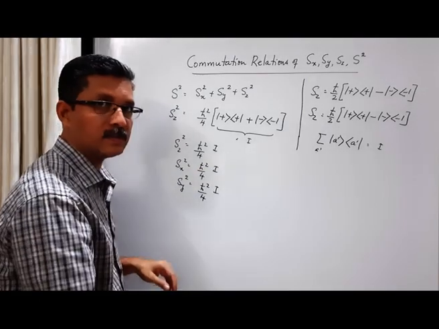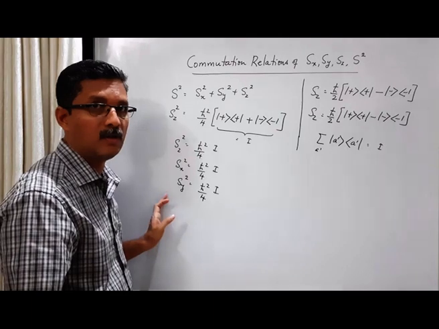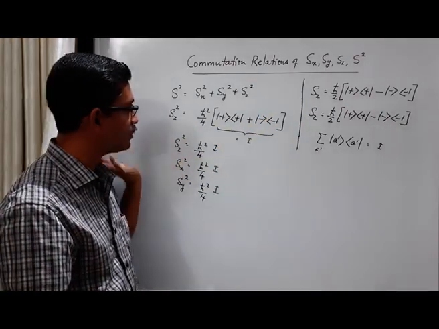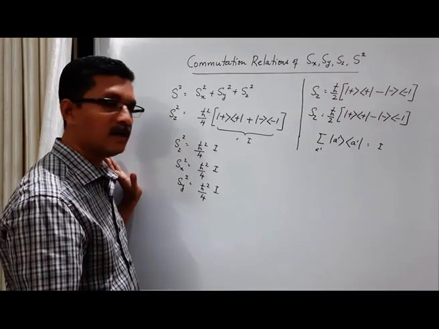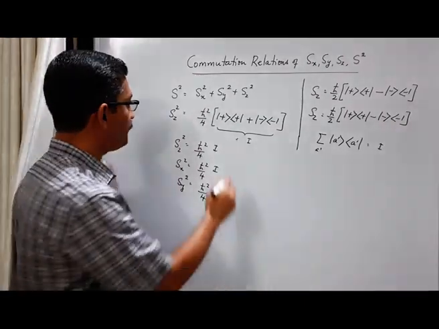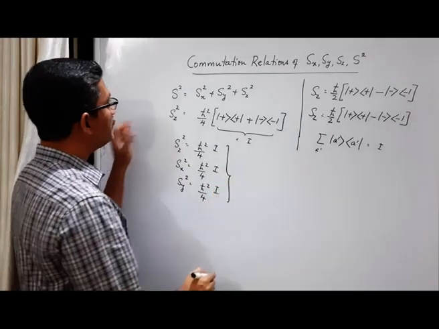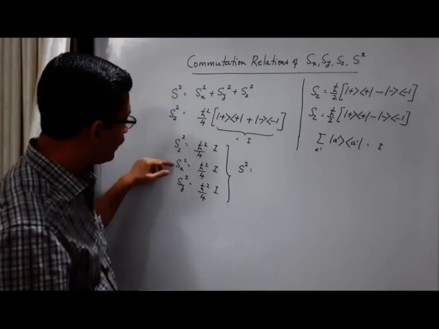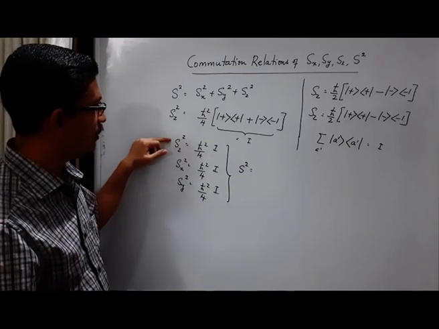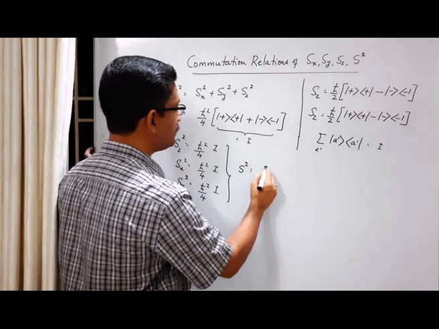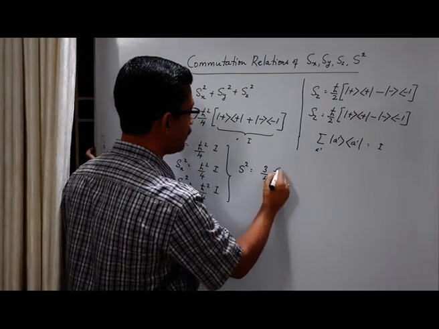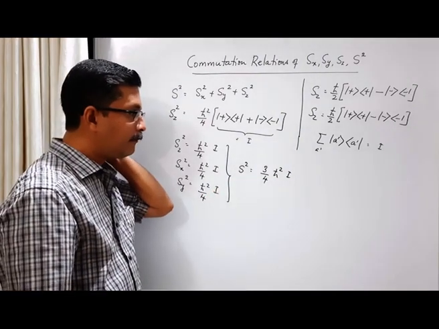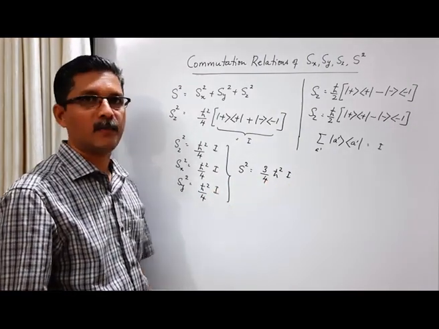Earlier we have written down the expressions for Sx and Sy also. In the same way you can do the calculation and you can show that Sx square is h cross square by 4 times identity. Similarly Sy square also. That you can verify. Now combining these three, what is S square operator? S square operator is Sx square plus Sy square plus Sz square. These three are same. So what you get is 3 by 4 h cross square times identity operator. So S square operator is a scalar multiple of identity operator.